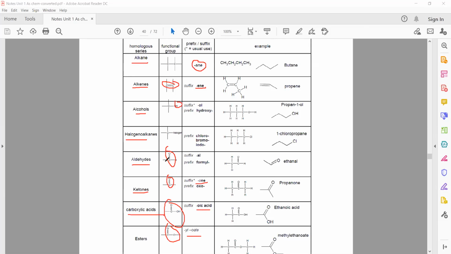So we will discuss all of these groups and naming. In unit 1, you have alkane and alkenes. And in unit 2, you have alcohols, halogen alkane. You should know aldehyde and ketone, carboxylic acid and ester. But I will explain all of them right now for both unit 1 and 2, all these functional groups I'll explain. And then we can just go through the topic in unit 2.